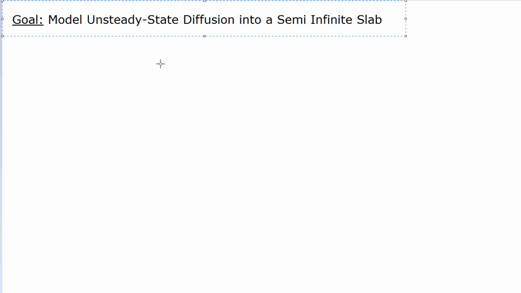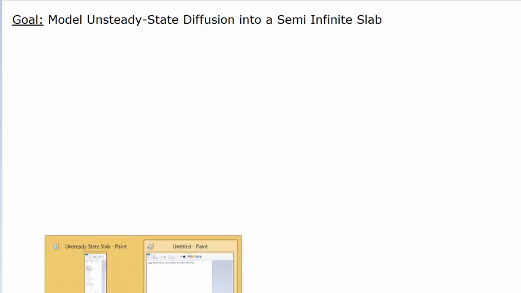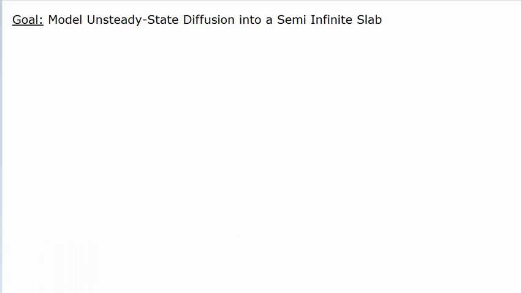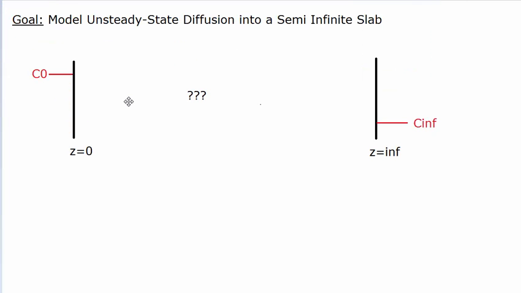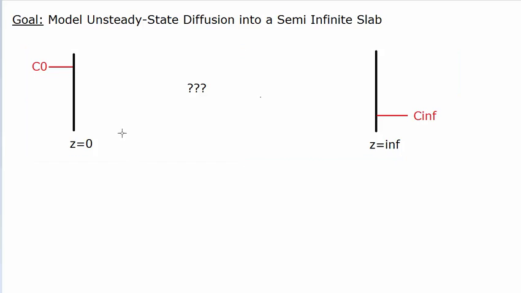Alright, so today we're going to look at unsteady state diffusion for the first time. What we're going to call it is modeling unsteady state diffusion into a semi-infinite slab. The reason why we're going to call it a semi-infinite slab, and why that matters, will become important later on. We'll discuss that.